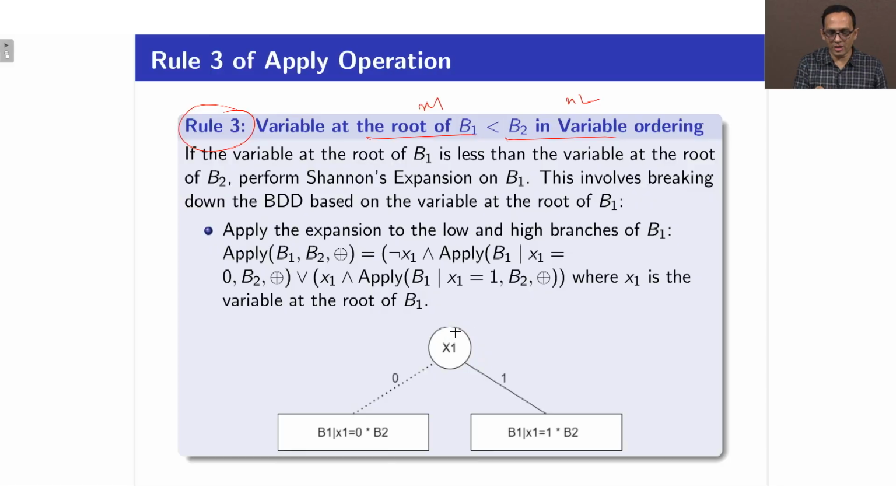If you have this scenario, how do I combine? It is basically the same process. I have the root node, I will set x1 because x1 is the first node, and because x1 does not occur in B2, there is no point applying restriction on x1 because it will not change anything. Even if I apply restriction on B2, say B2 restricted x1 equal to 0, it is B2, or B2 restricted x1 equal to 1, this is B2, because x1 does not occur here, it will not simplify it.